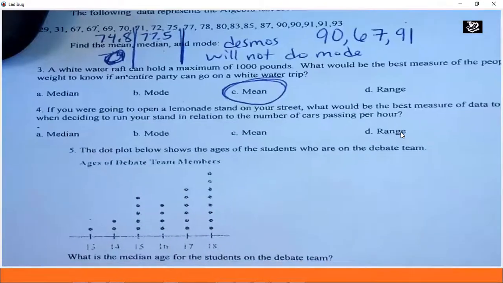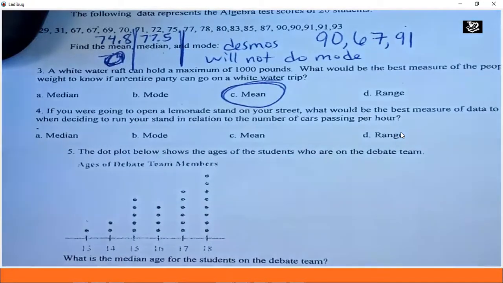Okay. Number 4, if you're going to open a lemonade stand on your street, what would be the best measure of data to use when deciding to run your stand in relation to the number of cars passing per hour? So if I was going to open a lemonade stand and I was only going to do it for 1 hour of the day, which hour should I pick? How would I decide which hour to do it?